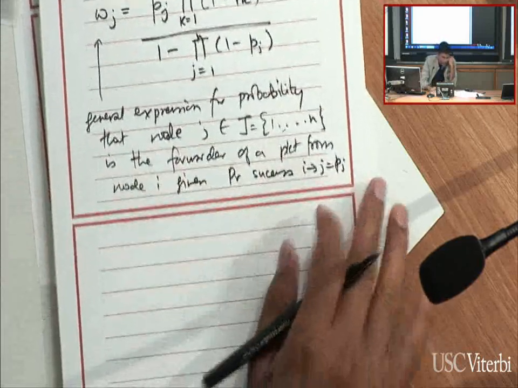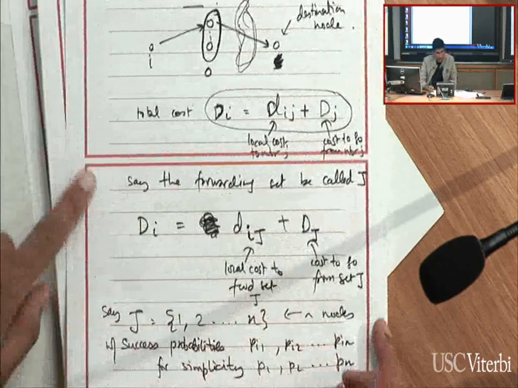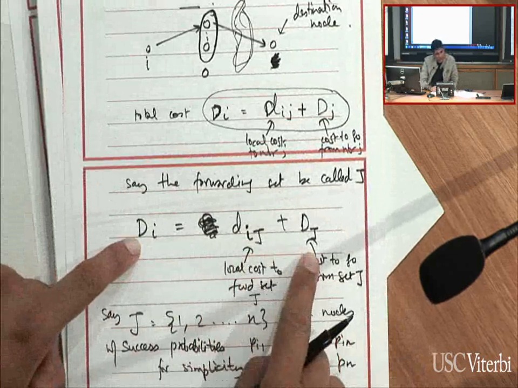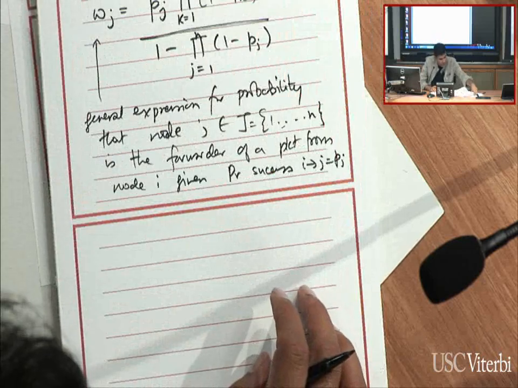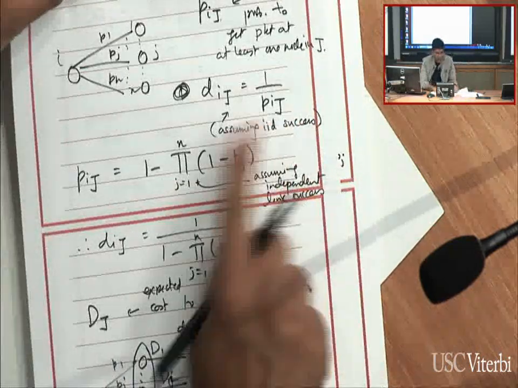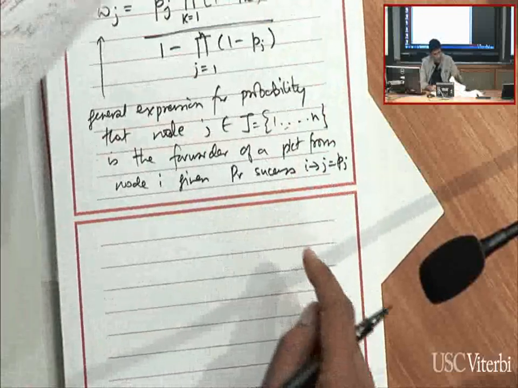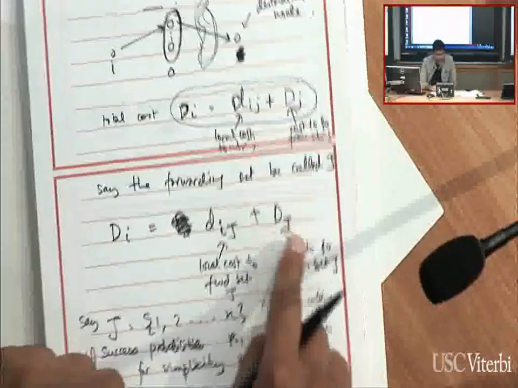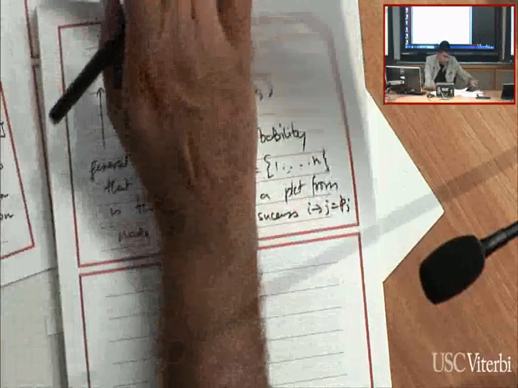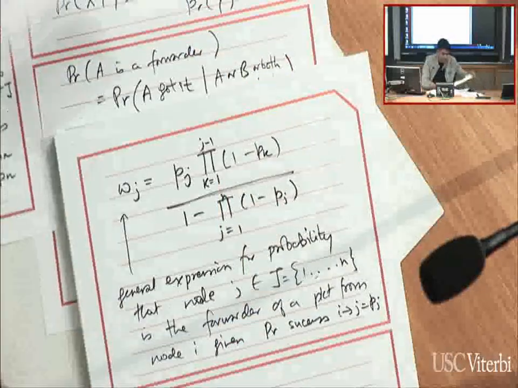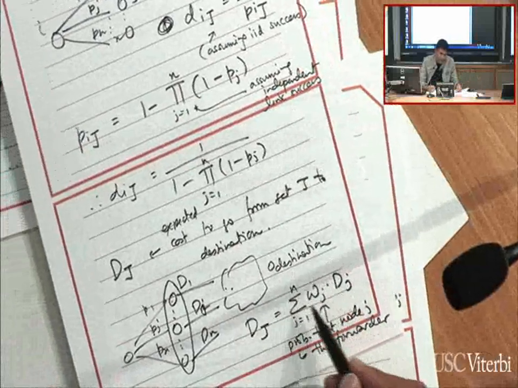So putting it all together, we started with this one, and we broke it up into two pieces. We said this is 1 over P_iJ. Okay, and with J as the full set, D_iJ, the first term, is this. And then we said the second term over here, capital D_J, is an expectation which can be computed as this. And now we've calculated W_j as well.